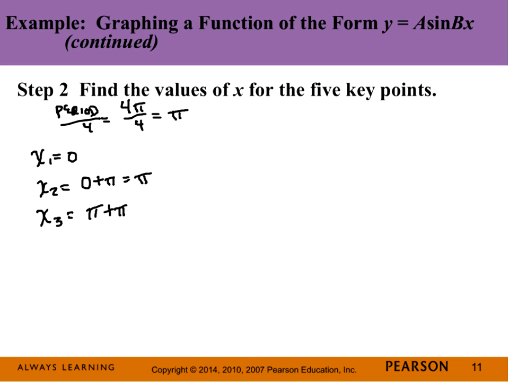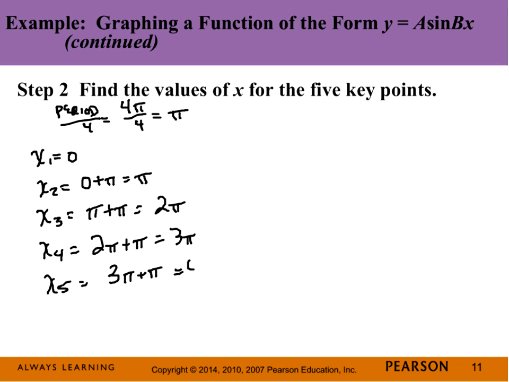So this is pi plus pi, or 2 pi. Our fourth x value is 2 pi plus pi, which is 3 pi. And our fifth x value is 4 pi. All right, so we're just going to put it into our chart and figure out our y values now.